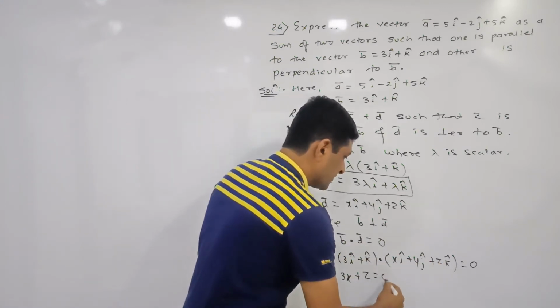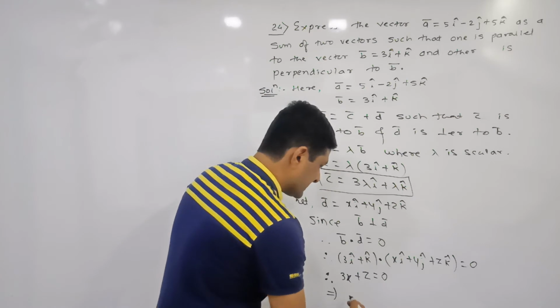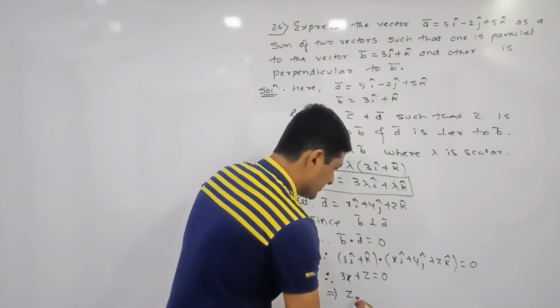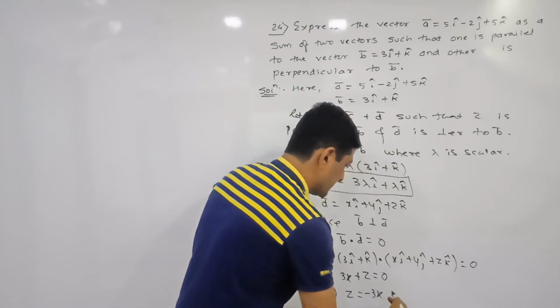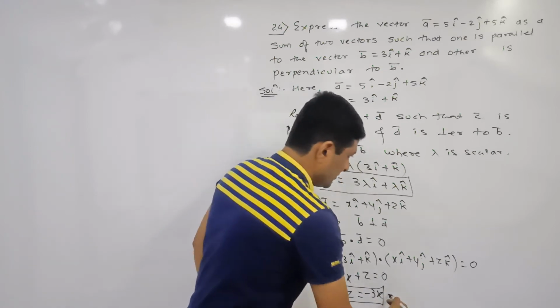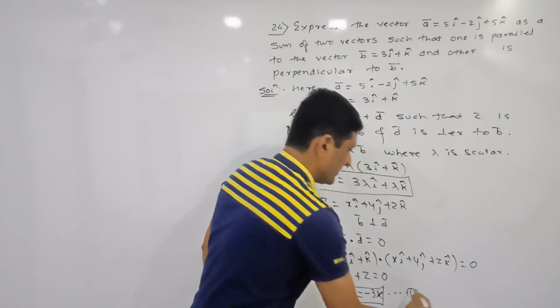On this side it is 0, keep it as it is. So this implies that z is equal to plus 3x on this side, which will become minus 3x. So in this way we have got this important result. Let us denote it by equation number 1.